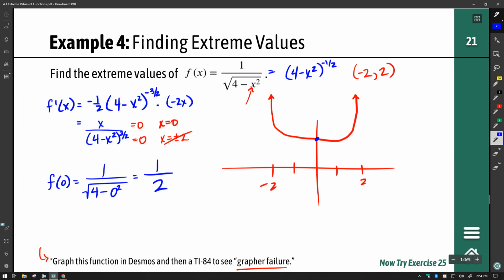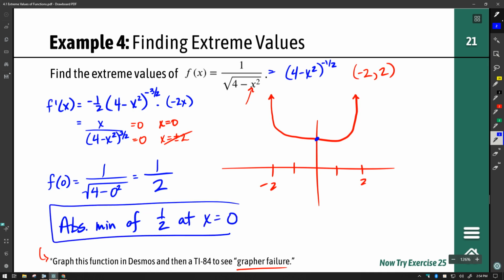So that means we have a minimum. It's both a relative minimum because it's smaller than all the values around it, and it's also an absolute minimum. That's what I'm going to give as an answer: an absolute min of 1/2 at x equals 0. And that's how I'm going to finish up that example 4.